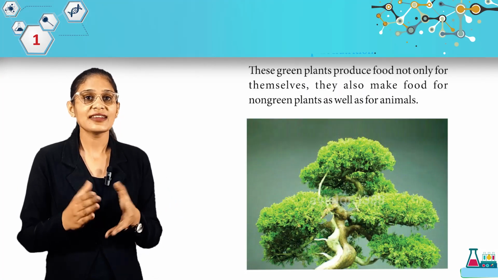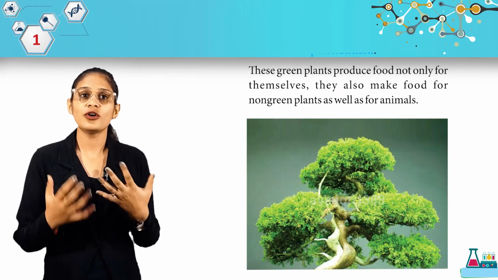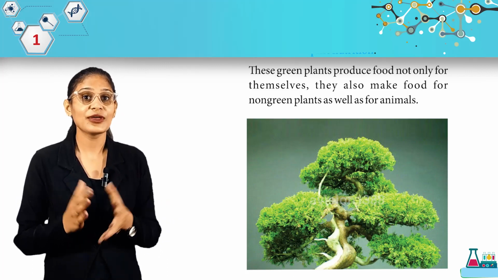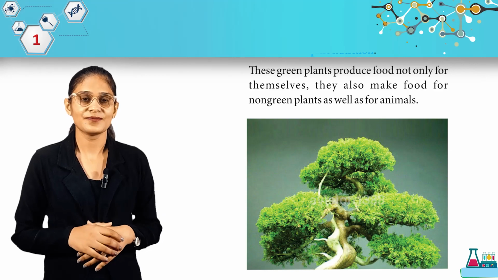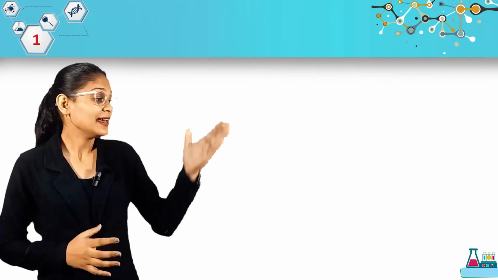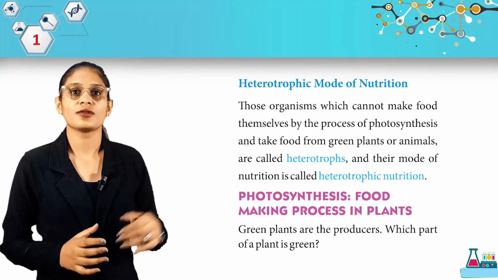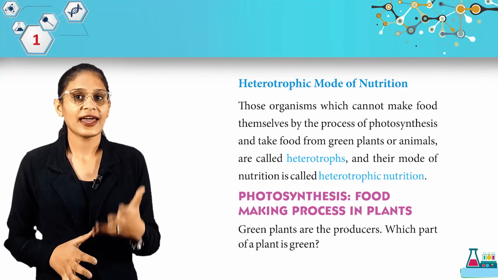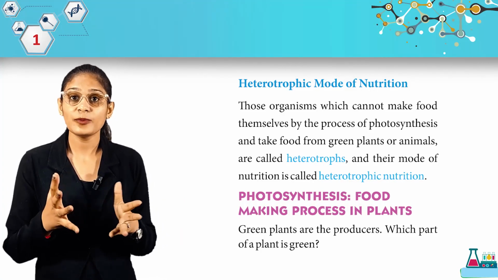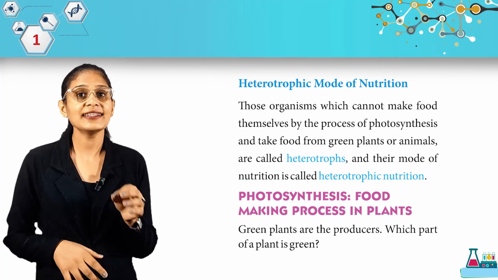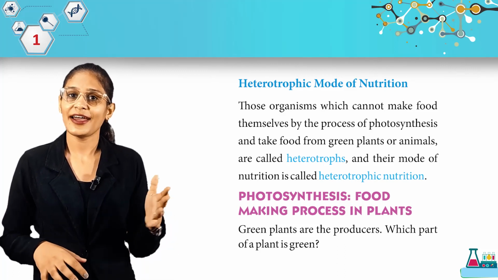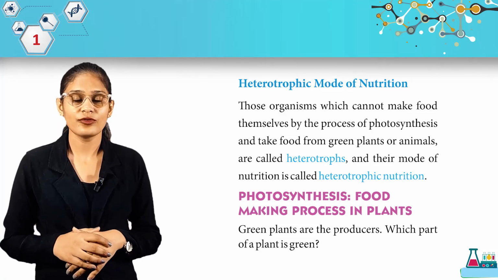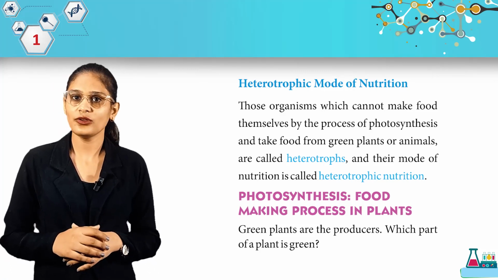Look here, these green plants produce food not only for themselves, they also make food for non-green plants as well as for animals. Look at this picture student. Heterotrophic mode of nutrition. Those organisms which cannot make food themselves by the process of photosynthesis and take food from green plants or animals are called heterotrophs, and their mode of nutrition is called heterotrophic nutrition.